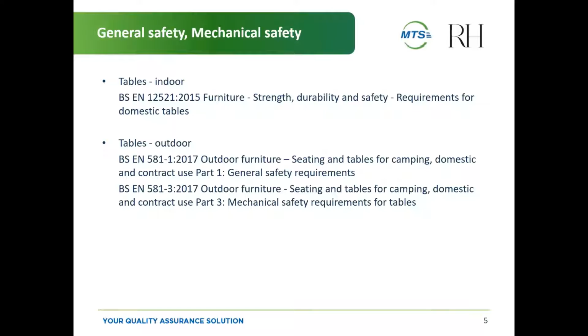Tables indoor, we'll be covering BS EN 12521, furniture, strength and durability again, requirements for domestic. And then tables on the outdoor will be BS EN 581, outdoor furniture, general safety, and then BS EN 581, outdoor furniture, seating, tables, and camping, mechanical safety, requirements for tables, part 3.